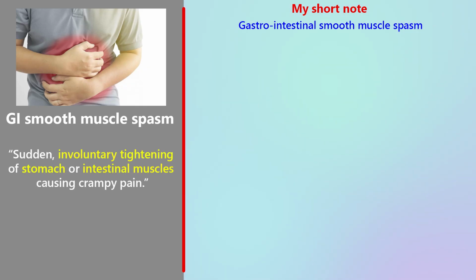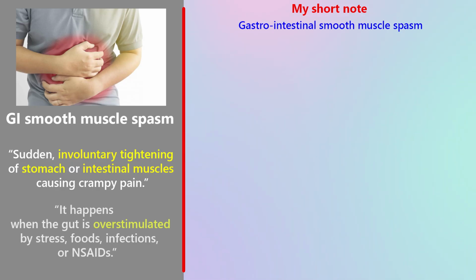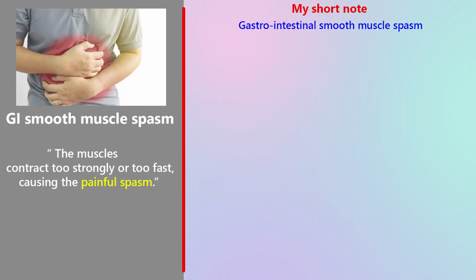Gastrointestinal smooth muscle spasm simply means the muscles in your stomach or intestines tighten suddenly and involuntarily. This sudden contraction causes sharp, crampy abdominal pain. It usually happens when the gut becomes overstimulated by stress, certain foods, infections, or irritation from medicines like NSAIDs. The key point is the smooth muscles contract too strongly or too quickly, and that creates the painful spasm.